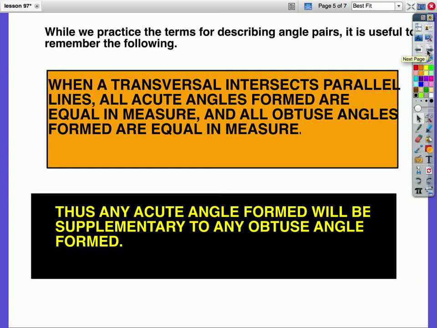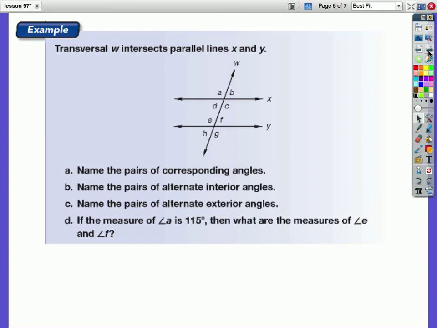When we practice the terms for describing angle pairs, it's useful to remember the following. When a transversal intersects parallel lines, all acute angles formed are equal in measure and all obtuse angles are equal in measure. Thus, any acute angle is going to be supplementary to any obtuse angle. If we take any of the acute angles plus any of the obtuse angles, we're going to get 180 degrees.